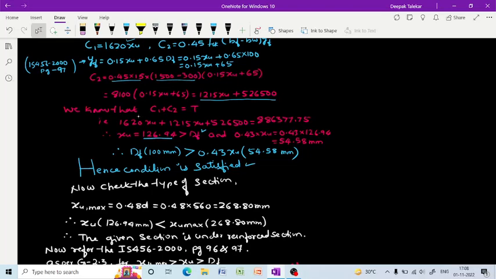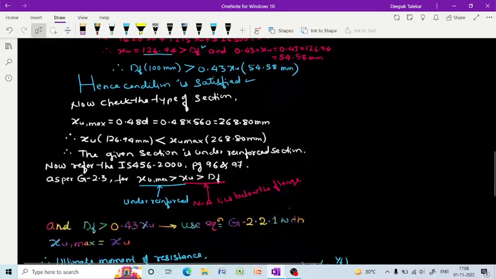Understand? Now check the type of this section. If these two conditions are satisfied, let us find out whether the given section is an underreinforced section or an overreinforced section. So let us find out the XU max. XU max for Fe415 steel is 0.48D. 0.48 into 560 is equal to 268.80. So XU is less than XU max. XU is 126.94, XU max is 268.80. So the given section is an underreinforced section because XU is less than XU max.